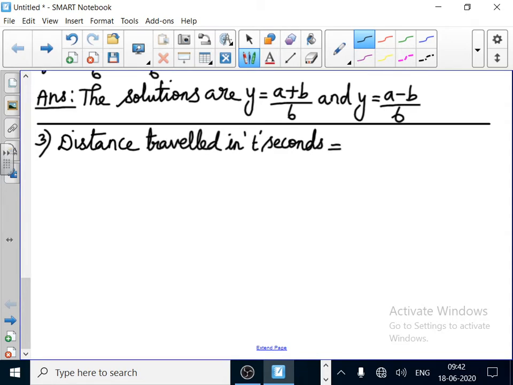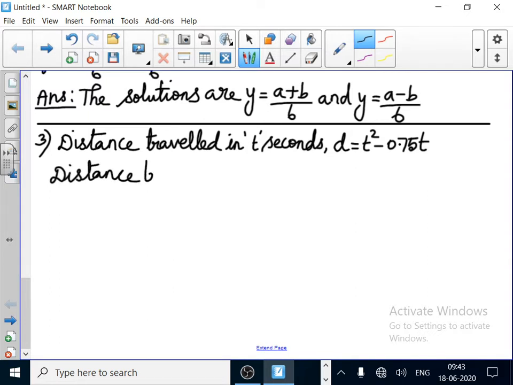It is given in the expression, a quadratic expression, d equal to t² minus 0.75t. But now they ask: the distance travelled by the ball equal to 11.25 feet.